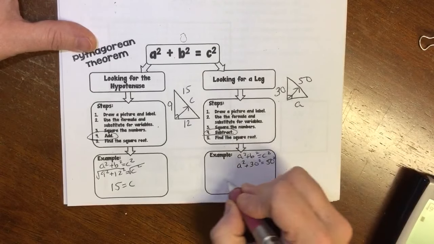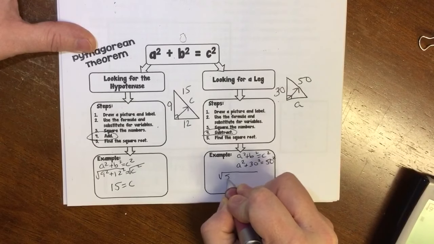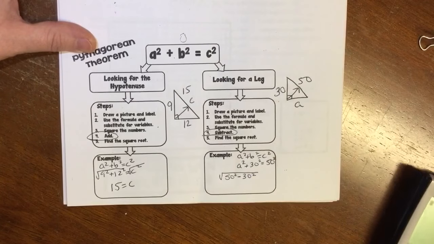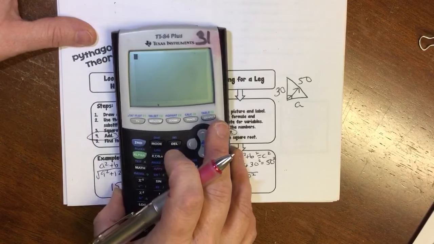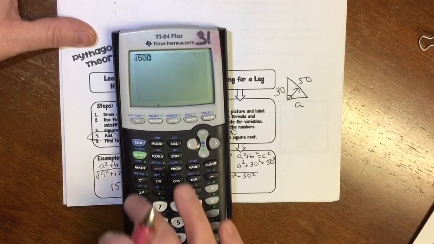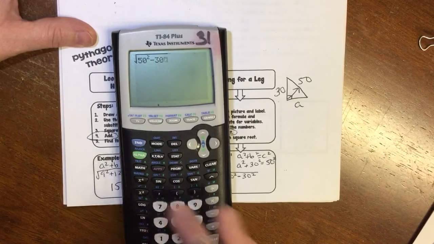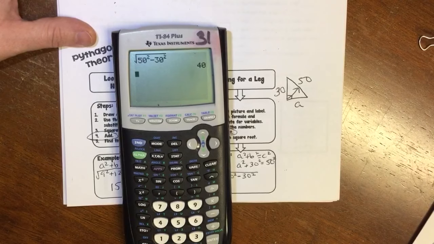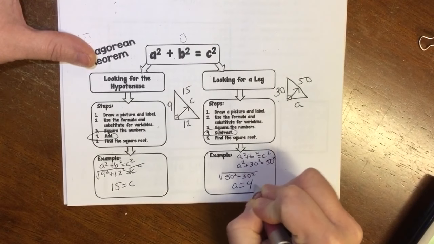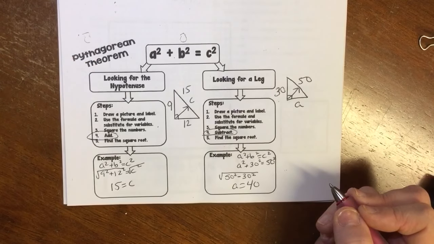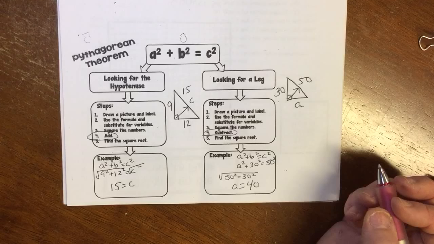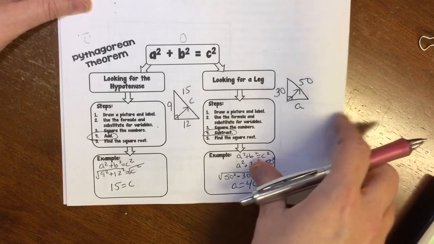All right, and when I put it in my calculator, I'll take my hypotenuse and subtract off my other side. The blue second button, x squared, 50 squared minus 30 squared. And that's going to give me that other side length, that's 40. So A is going to equal 40. So the difference between solving for hypotenuse and solving for one of the legs is I add when I do hypotenuse and I subtract when I do one of the legs.